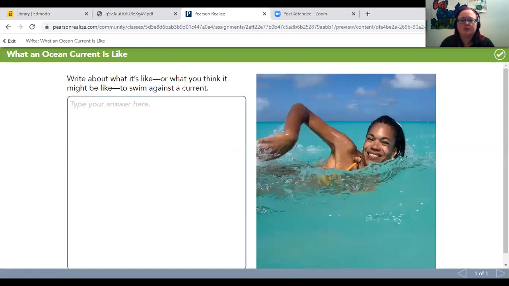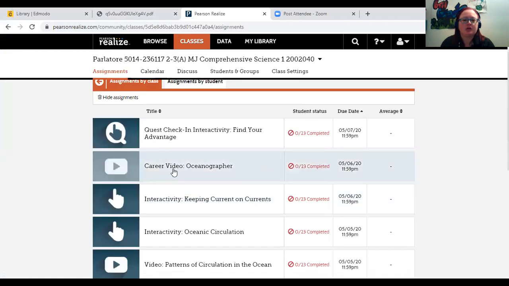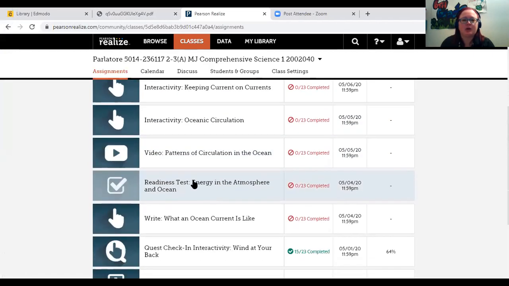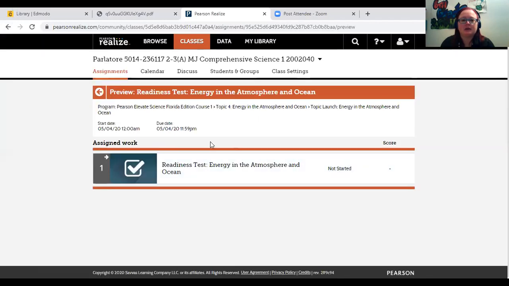One slide. Write about what it is like, or what you think it might be like, to swim against an ocean current. You are in 6th grade, at the end of 6th grade, closer to 7th grade. Please make sure you write something decent and put at least 3 sentences to describe what you're talking about. Think of it as a do now. And by the way, 3 sentences is very generous, meaning it's not a lot.